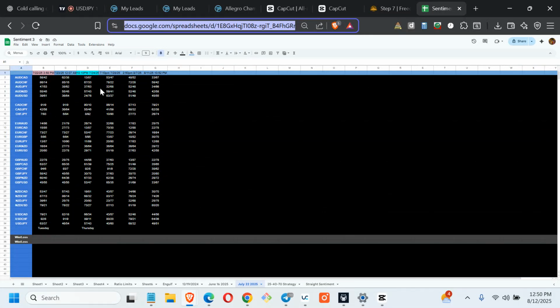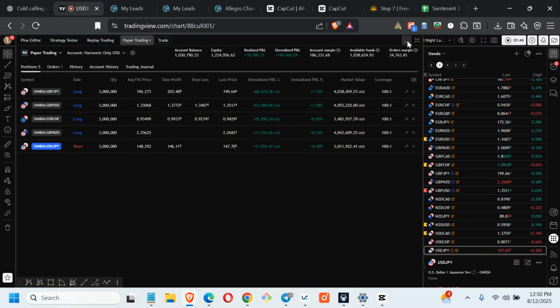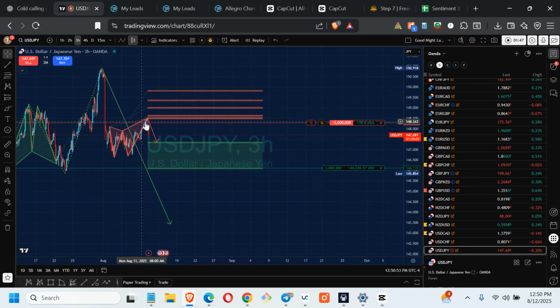Here I have my data for the sentiments. All right. So for this one, or you can look through the others and see how it's done. To show you how I got the USD JPY trade to be pretty much a sniper trade, I'll show you that in a minute.